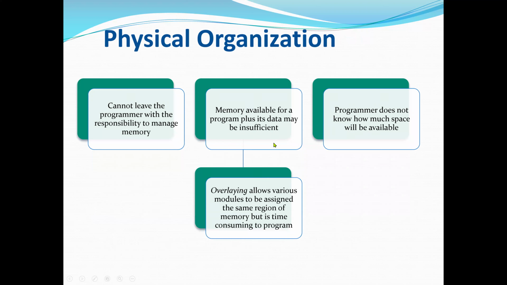Then the next one is the physical organization. As we said earlier, computer memory is organized into at least two levels, which are referred to as main memory and secondary memory. Main memory provides fast access at relatively high cost. In addition, main memory is volatile. That is, it does not provide permanent storage.